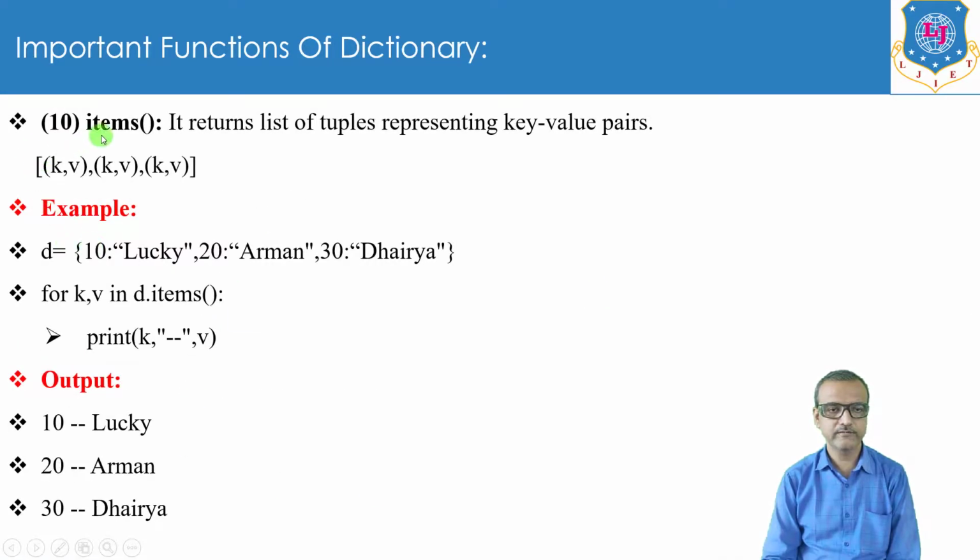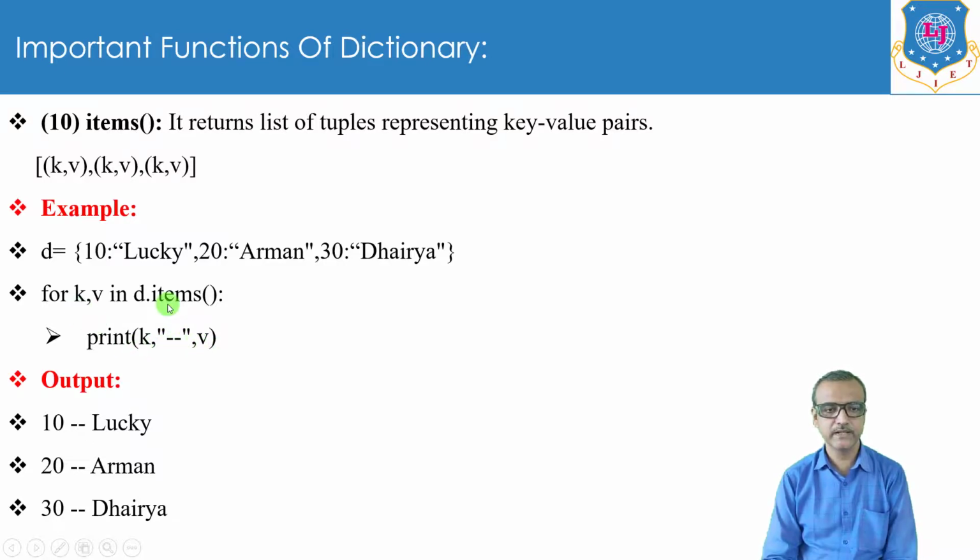Now we have the next function, that is items. What this function will do is return a list of tuples representing key value pairs, that is (k, v), (k, v), (k, v). So in the list we have these tuples. For example, D equals this dictionary, where we have three key value pairs. Now for k, v in D.items(): print(k, '--', v).